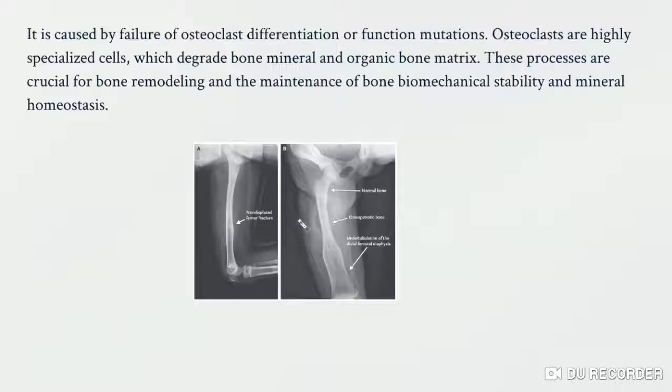It is caused by failure of osteoclast differentiation or function mutations. Osteoclasts are highly specialized cells which secrete bone mineral and organic bone matrix. These processes are crucial for bone remodeling, maintaining bone biomechanical stability and mineral homeostasis.